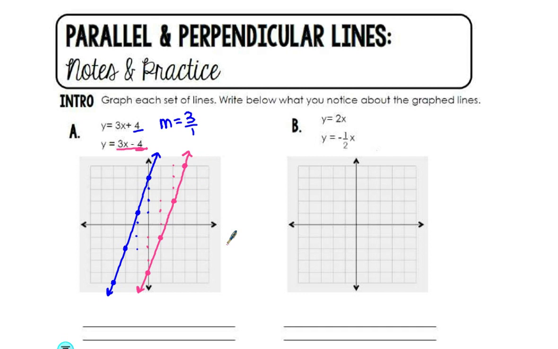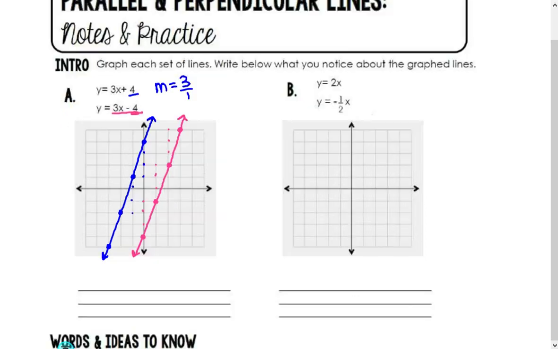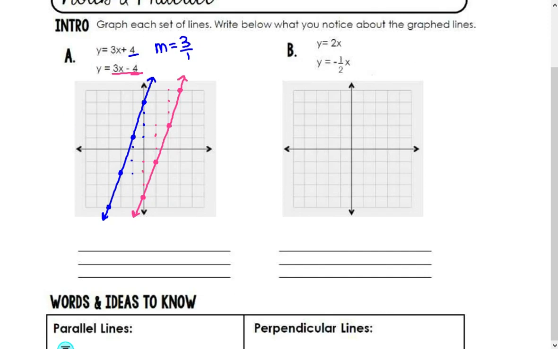Let's go ahead and just talk about this. Okay. So it says to graph each set of lines, and what do you notice? Well, what do we notice about these two things? They do not touch, they do not intersect. Do we see anything else? So here I'm going to say lines don't intersect.